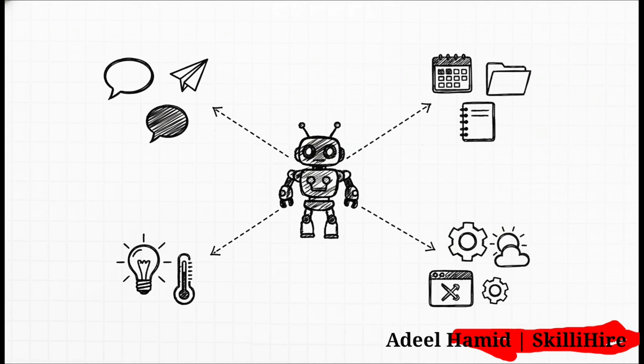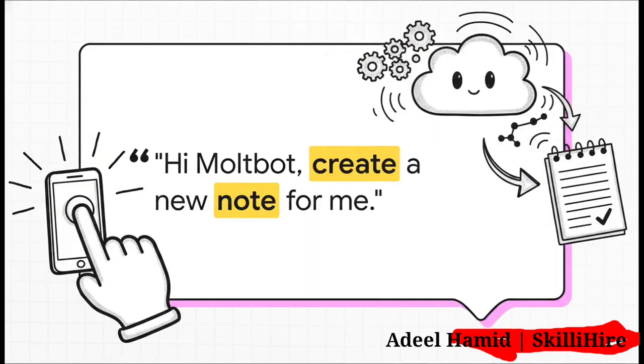I mean, look at this ecosystem. You can chat with it through WhatsApp, Telegram, Slack, whatever you use. It can hook into your productivity apps like Apple Notes, Reminders, Gmail, even GitHub. It has tools for checking the weather, browsing the web, managing your email. You can even control your smart home devices with it. It's all connected. So just picture this for a second.